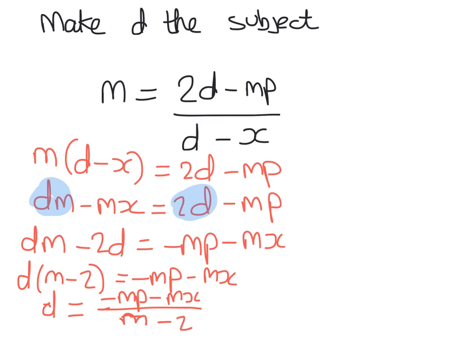Alternatively, you could have had d equals mx plus mp over 2 minus m. The thing to remember is when something crosses over the equals sign, you have to do the inverse with it.